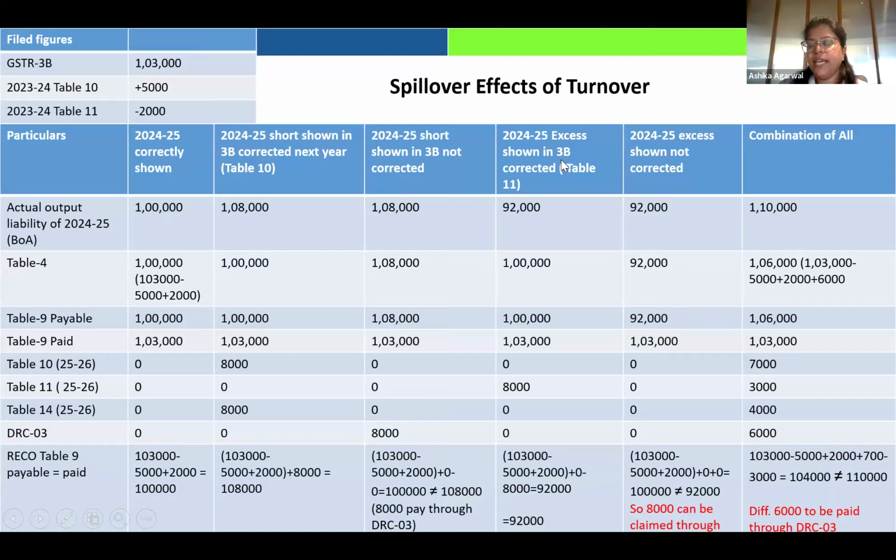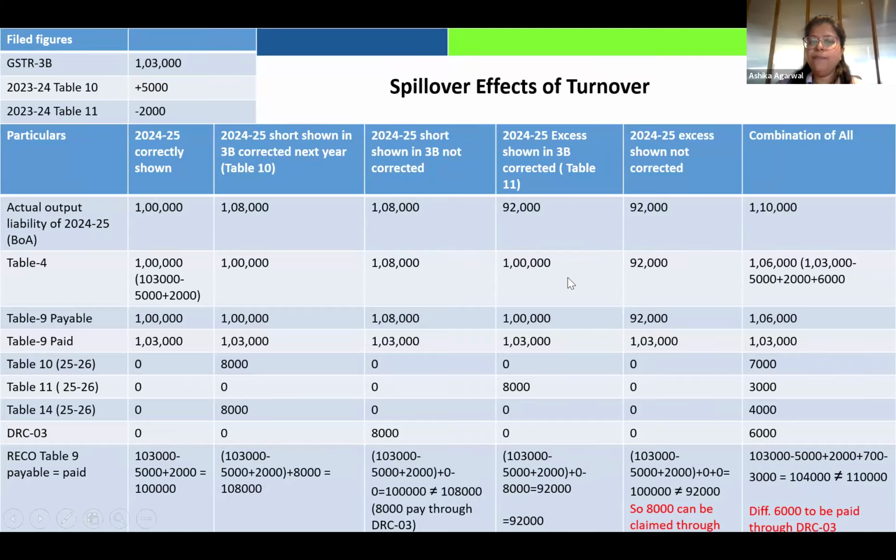Now 24-25 excess shown in 3B, corrected. There can be a scenario of not just short payment, but excess payment is also possible. So over here, as per your books, you were liable to pay 92K, but you have paid 1 lakh. Though you are seeing 1 lakh 3 paid, your payment for current year 24-25 is only 1 lakh because 3,000 belongs to last year. So again, over here, what you paid is 1 lakh.